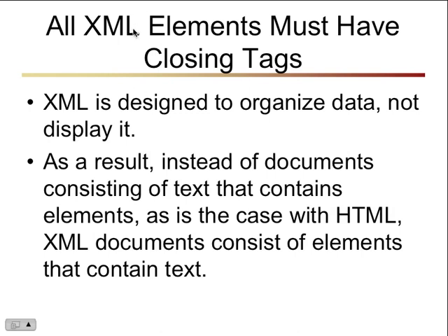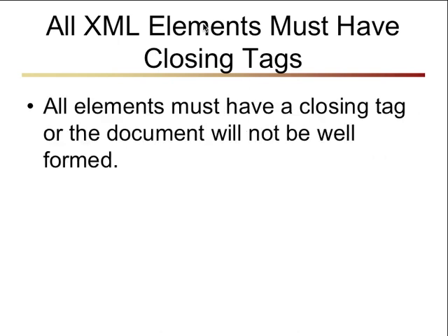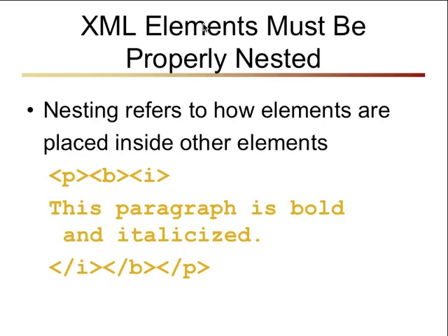So XML tags, all XML tags have to have an opening and a closing tag. HTML tags, with a few exceptions, have to follow the same rule if you're going the XHTML route. So as a result, instead of a document containing text that contains elements, in this case HTML, what we have is XML documents consisting of elements that contain text. So we have opening and closing brackets. All elements must have a closing tag, or it's not going to be well formed. Doesn't mean the document's not going to work. It just means it's not going to be well formed.